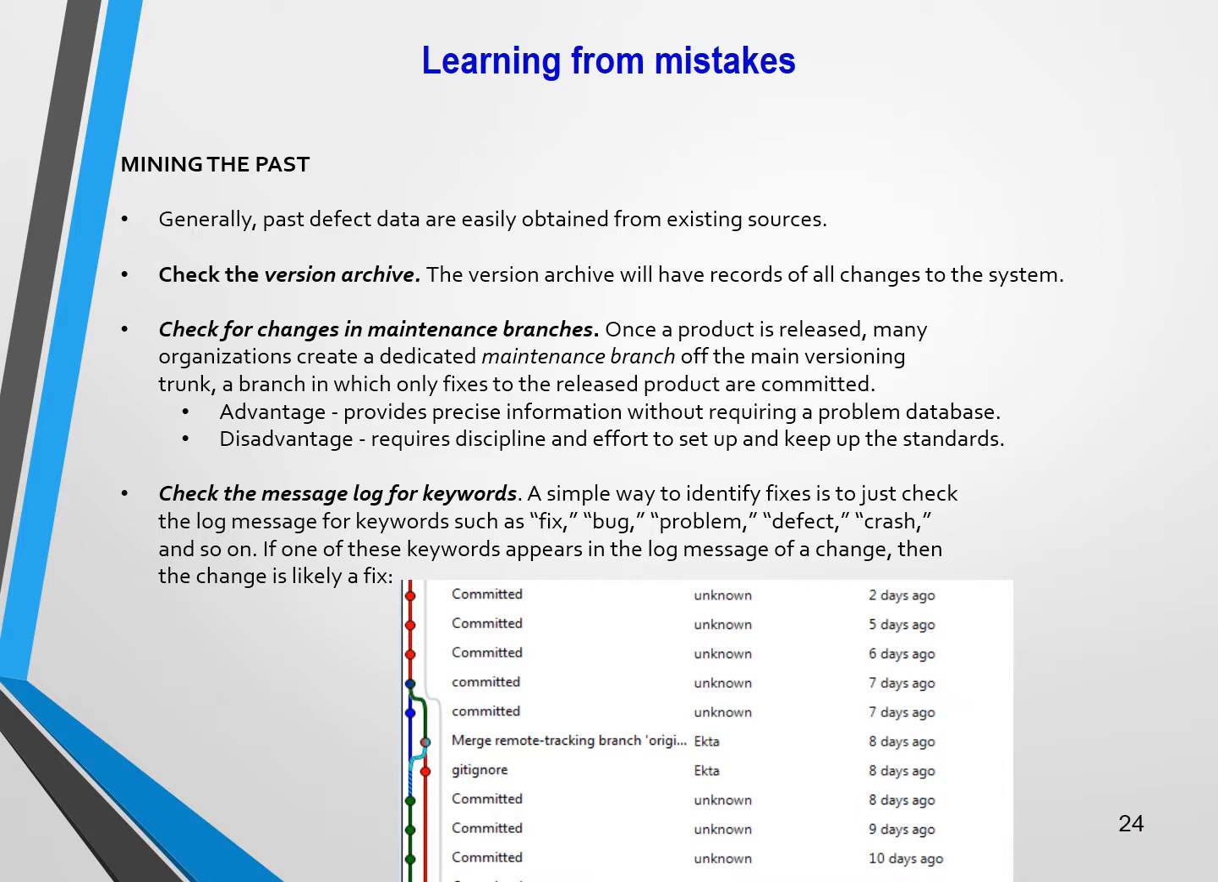Check the message log for keywords. A simple way to identify fixes is to just check the log system for keywords such as fix, bug, problem, defect, crash, and so on. If one of these keywords appears in the log message of a change, then the change is likely a fix.